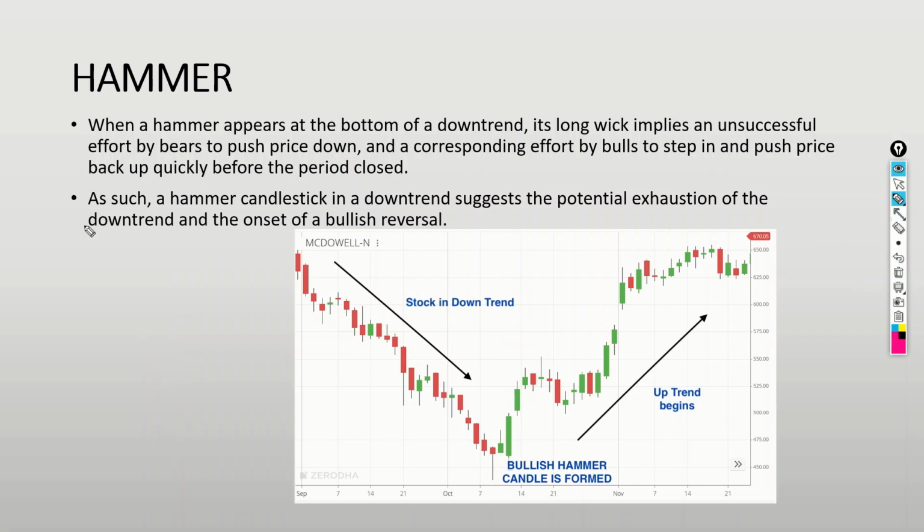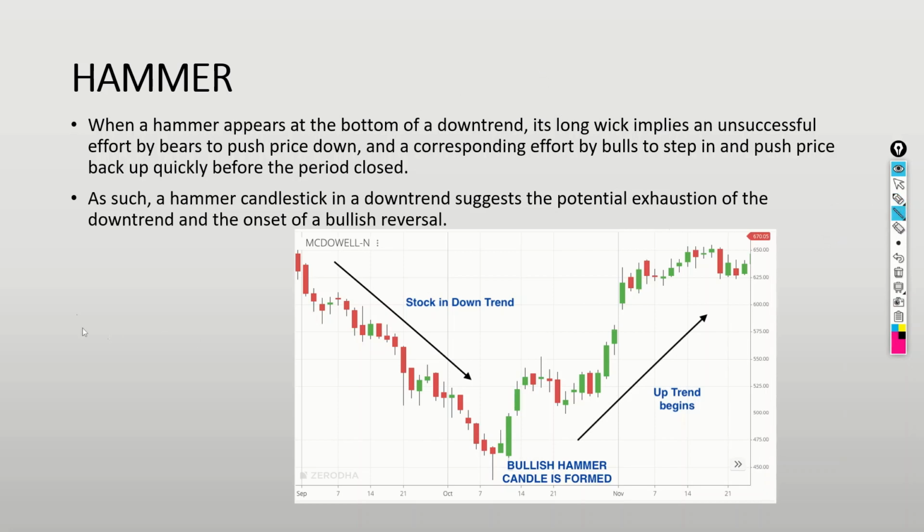So as such, a hammer candlestick in a downtrend suggests potential exhaustion of the downtrend and an onset of a bullish reversal. So we are saying every time we see a hammer and it happens in a downtrend, it means that the potential exhaustion of the downtrend has occurred and there is an onset of a bullish reversal. So the trend is going to change from a downward trend to an upward trend.